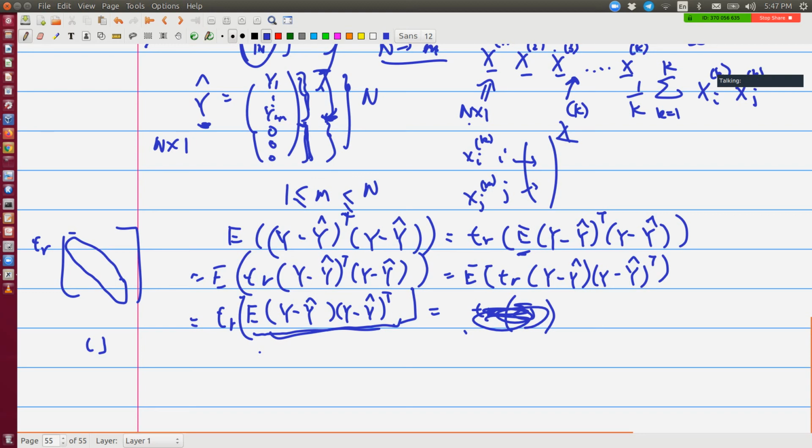I need the trace to be able to switch the order of these two things here. Okay. So I put a trace here, therefore the order can be changed. Then I can pull the trace back outside now. But if I look at this one here, this one is quite, what's that?